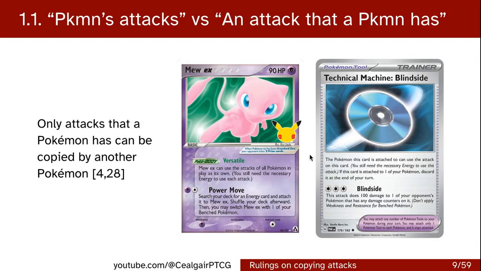So, for the purposes of this video, why is this distinction important? Only attacks that a Pokemon has can be copied by another Pokemon. So, for example, let's say I have Mew EX in the active spot. Mew EX has the Poke-Body Versatile, which says it can use the attacks of all the Pokemon in play as its own. This means the attacks that any Pokemon in play has, but if one of my bench Pokemon, for example, has a Technical Machine Blindside attached, Versatile does not allow Mew EX to use Blindside. It only allows it to use the attacks printed on that bench Pokemon, for example.